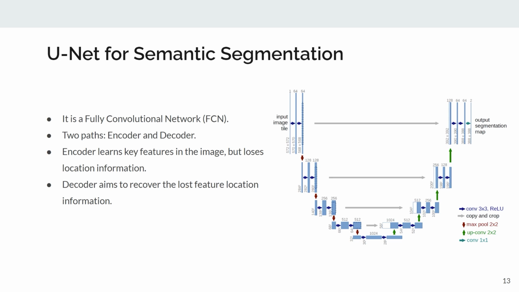Thus, for comparison, we also have the UNet architecture for semantic segmentation. Essentially, it is a fully convolutional network with an encoder and decoder. The encoder learns key features in the image but loses location information, whereas the decoder aims to recover the lost feature location information.